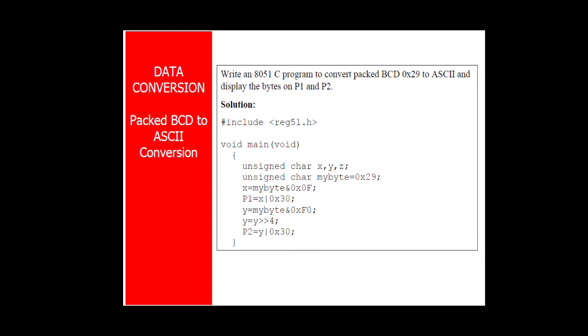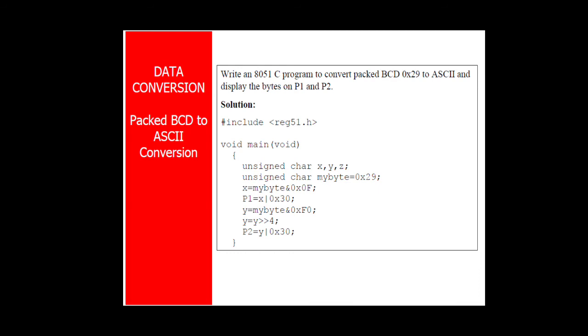This is a little bit important program. Write an 8051 C program to convert packed BCD, that is 29, to ASCII and display the bytes on port P1 and P2. It is packed BCD to ASCII conversion.